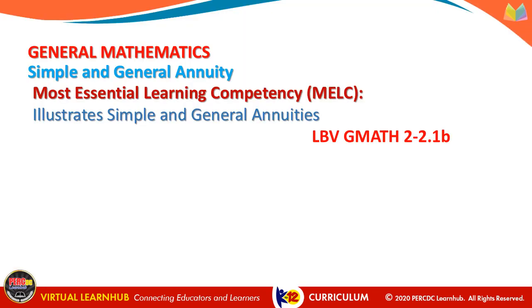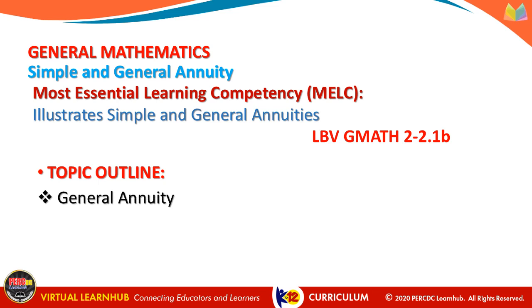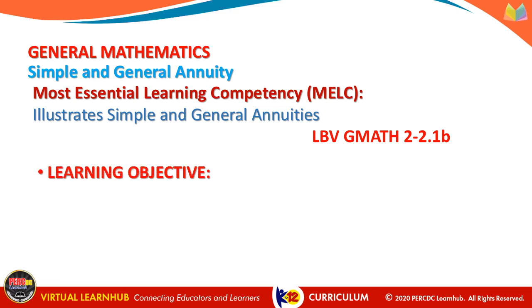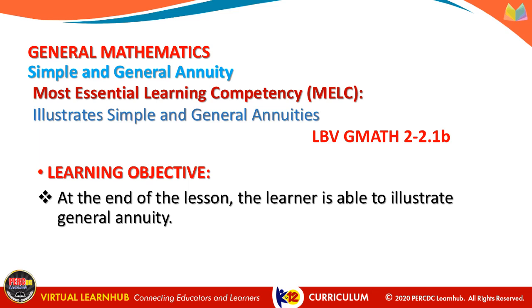Our targeted most essential learning competency illustrates simple and general annuities. For the topic outline, we only have one, that's general annuity, because this is just a continuation of our previous lecture video. In line with the MELC, our learning objective for this session is that at the end of the lesson, the learner is able to illustrate general annuity. We are done illustrating simple annuity in our previous lecture video, so now we are just going to have general annuity. Are you ready?